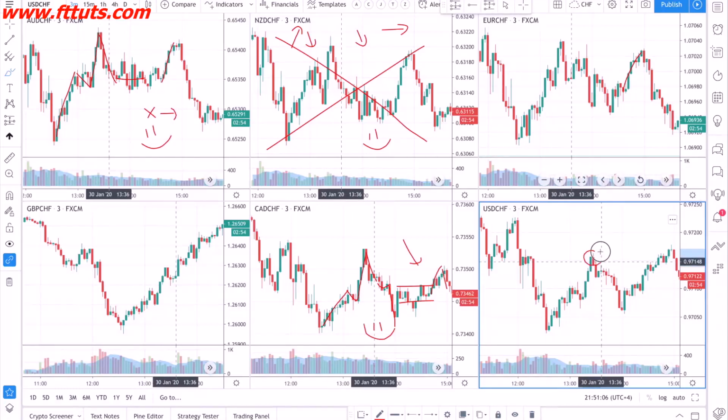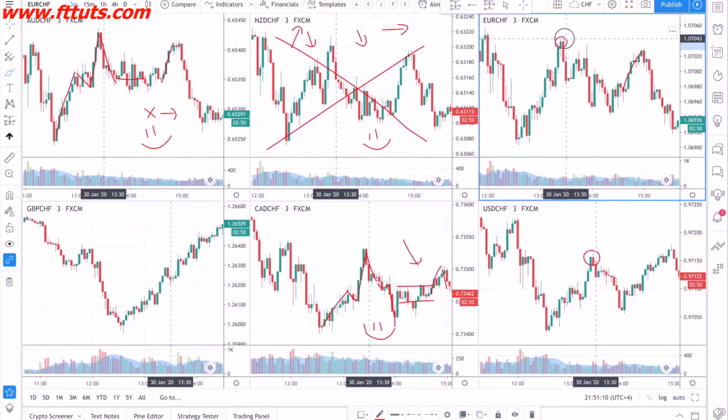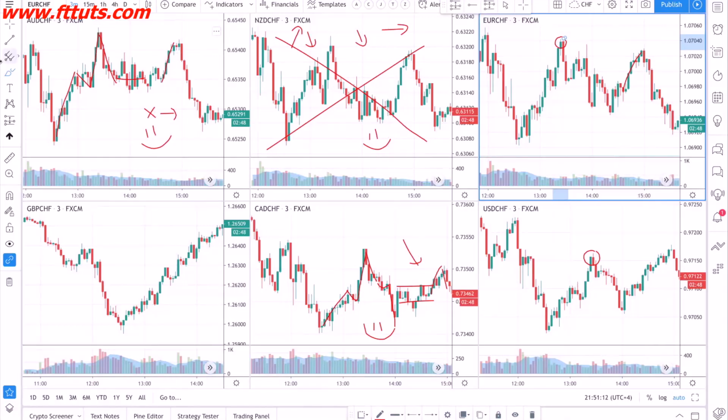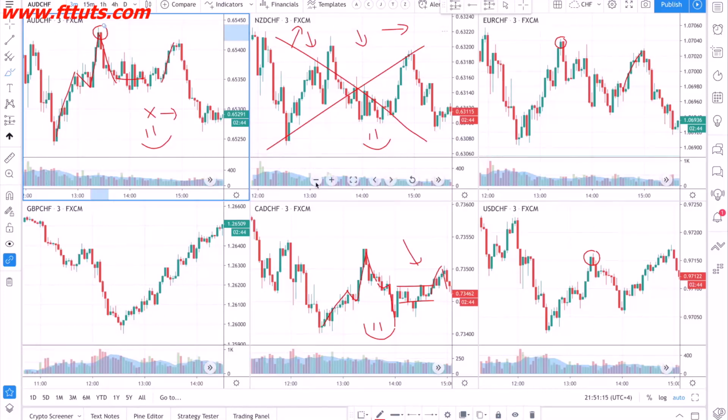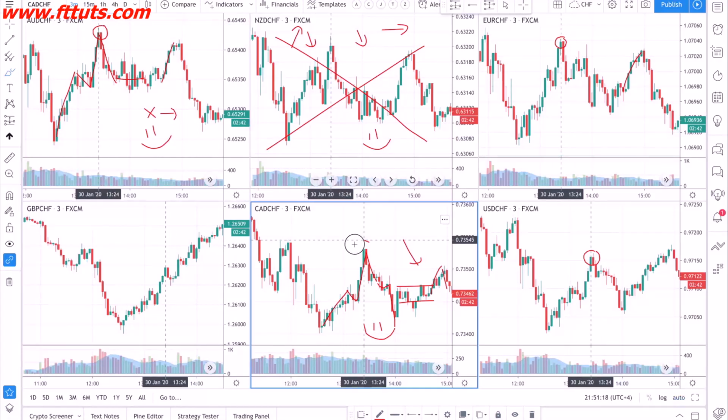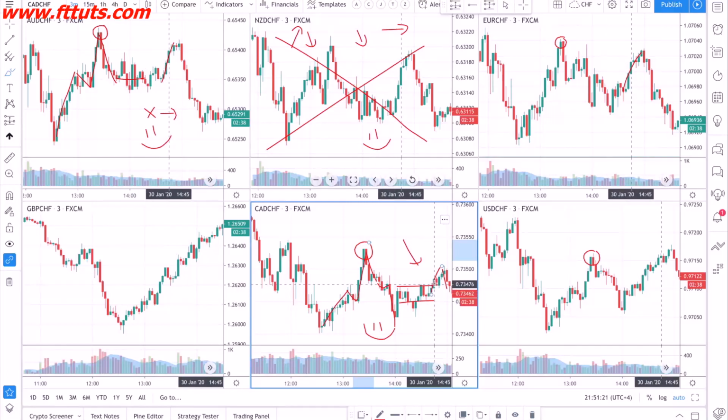You see this earlier spot? I'm going to draw a circle here. Okay, I'm going to draw that same circle on Euro Swiss franc, on Aussie Swiss franc, and on CAD Swiss franc. Notice how when it was going up for that last move, how deep did CAD Swiss franc go up compared to that circle? 50%?